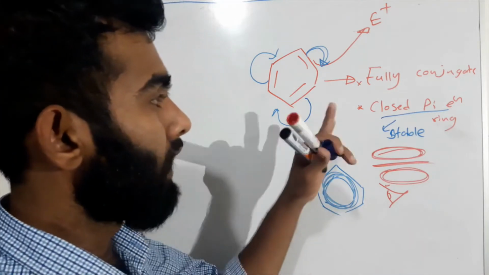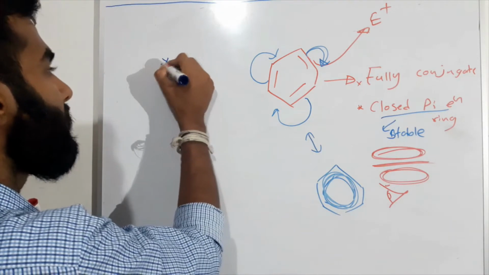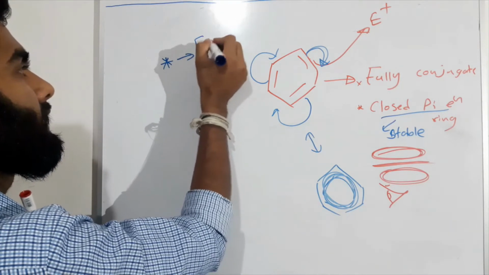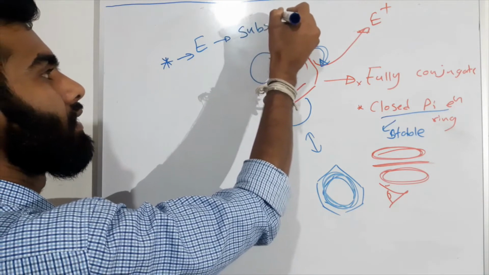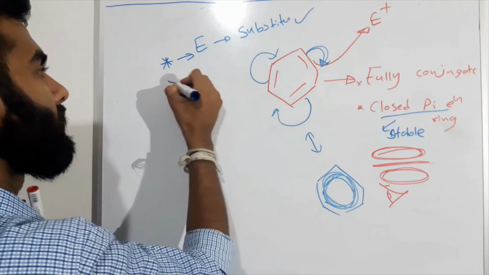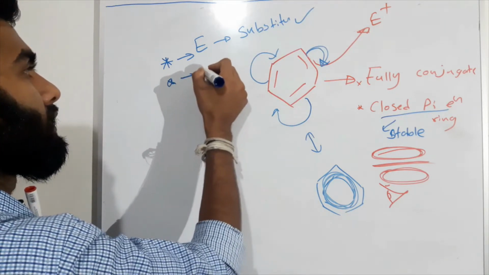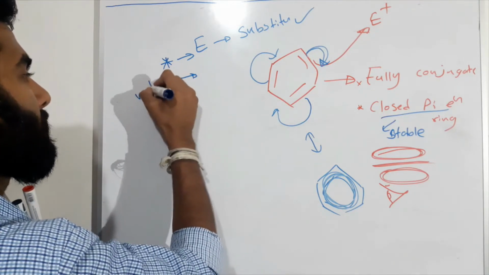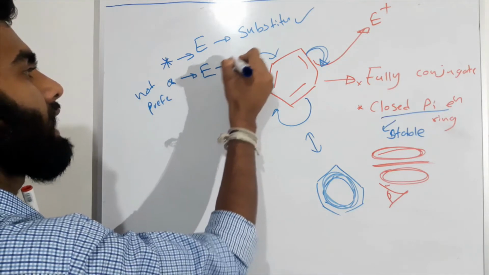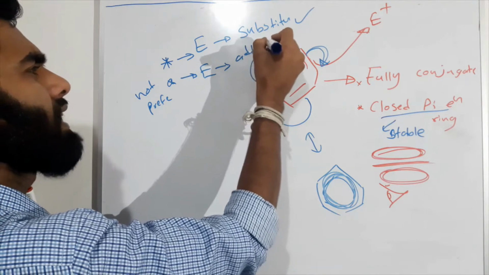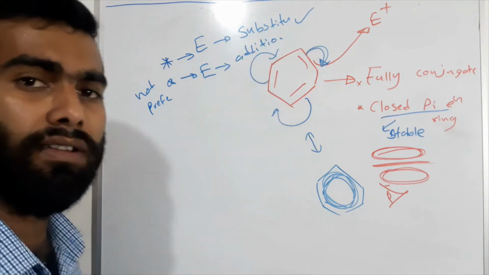So benzene prefers electrophilic substitution, but not electrophilic addition. Why is that? In addition, what is going on in addition?